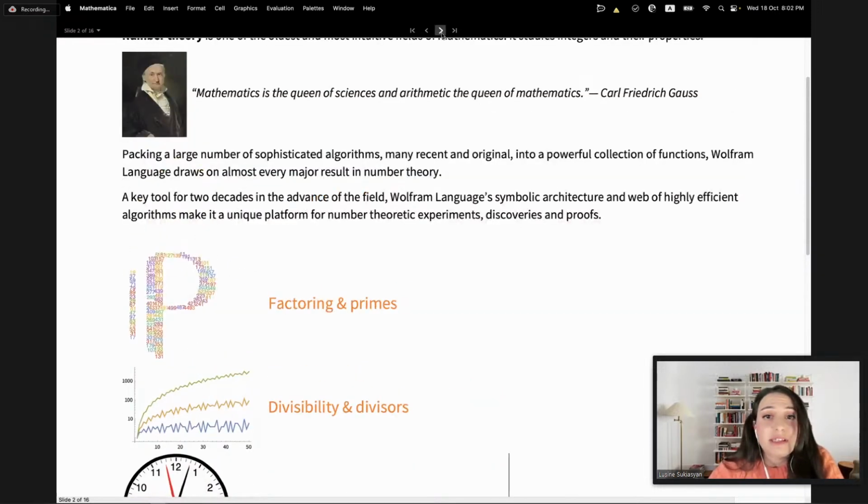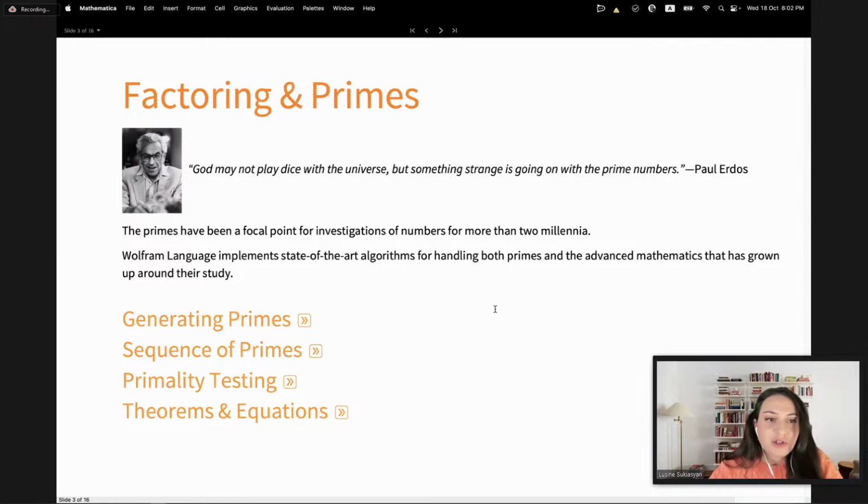So let's begin with the first group of functions, which is about factoring and primes. If you hear the word number theory, that's what comes to your mind. Probably the first thing is prime numbers. The primes have been a focal point for investigation of numbers for more than 2 millennia. Let's start with this beautiful quotation by Paul Erdos, who said, "God may not play dice with the universe, but something strange is going on with the prime numbers."